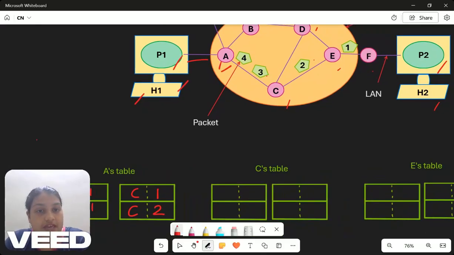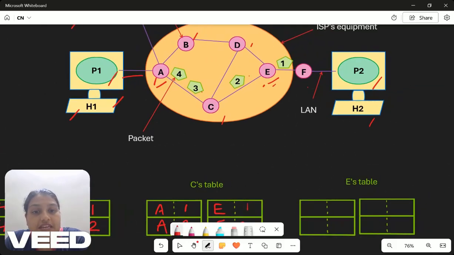It is coming from A and it is going to E. So I have A. Both the packets are coming from A only. The first one's identifier is 1, the second one's identifier is 2. Then see, it is going to E, so E I will write over here. Again, the identifiers are 1 and 2.